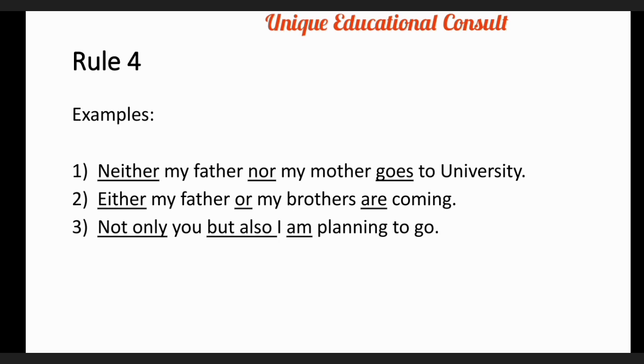And lastly, not only but also, I am planning to go. In this case, we have not only but also as well. You as one subject, I as another subject. And according to the rule, the verb goes with the subject that is close to it. So we have I there, and that is why we have the verb am being used. I hope this is clear. Good. Now let's progress to rule number 5.